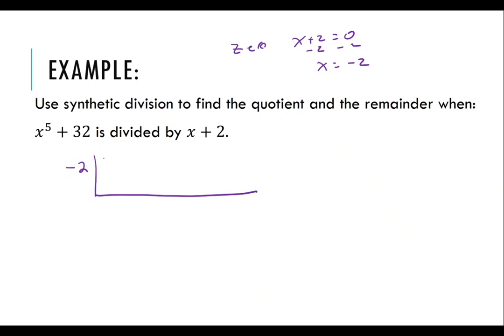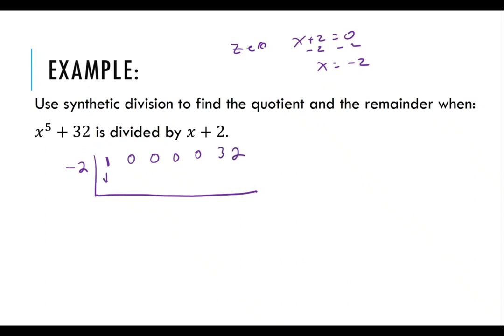The leading coefficient is 1. Then the 4th degree term coefficient is 0. 3rd degree coefficient is 0. 2nd degree coefficient is 0. 1st degree coefficient is 0. And 32 is the constant, so 32 comes over here by itself.